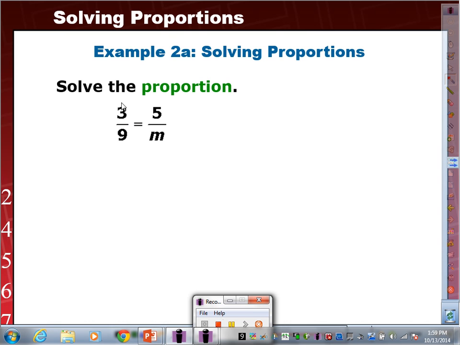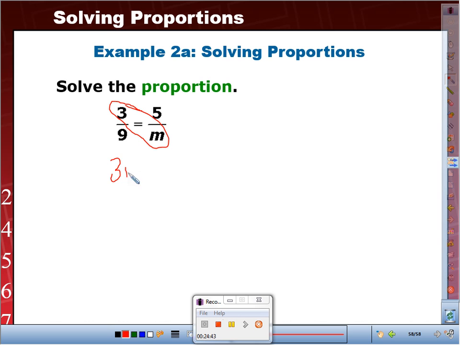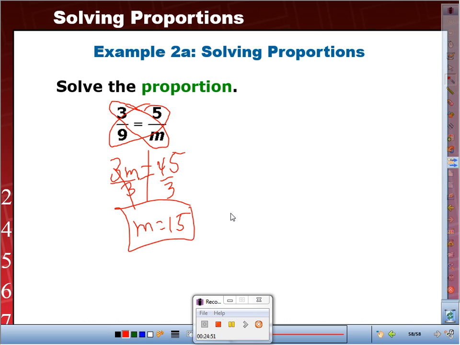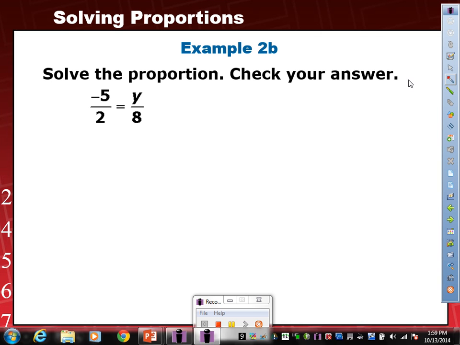Okay, let's see. You start with the variable. 3 times m, that's 3m, equals 9 times 5, that's 45. To solve, we divide by 3. M equals 15. Hands up if you got that. Okay, let's continue. Next. Copy this next one.